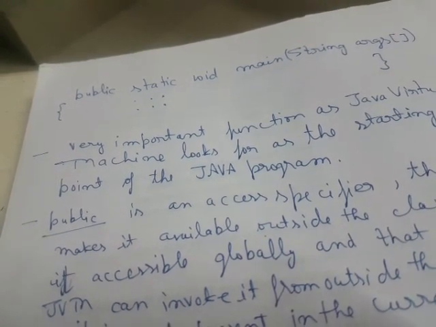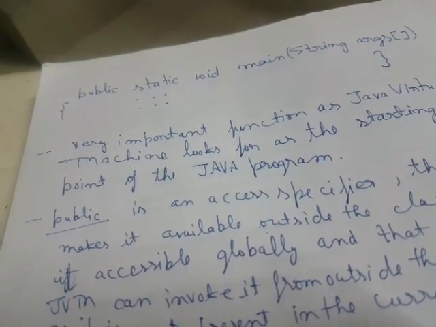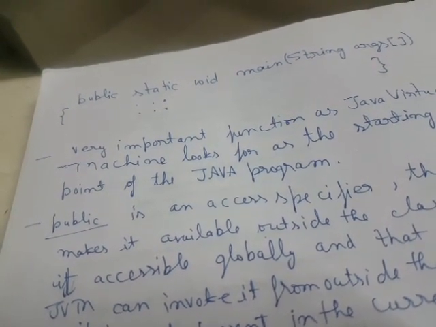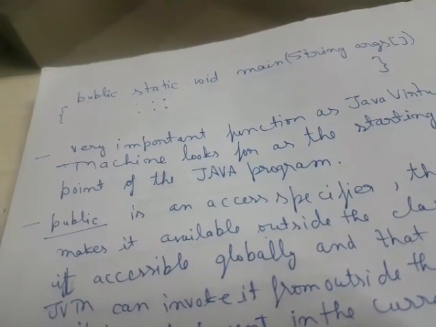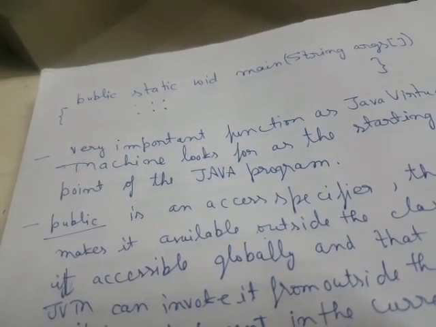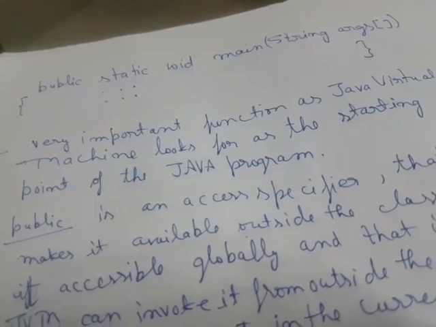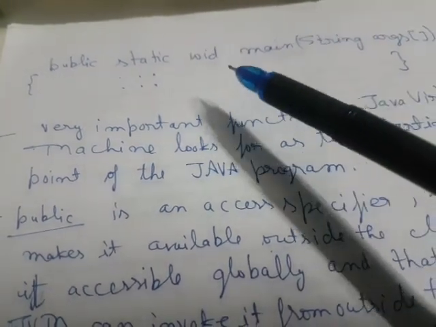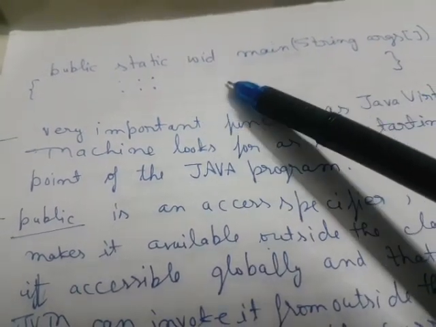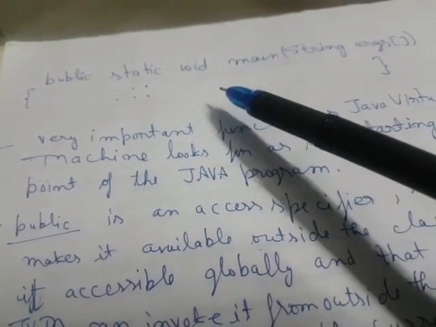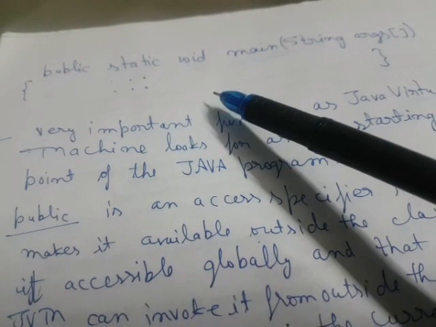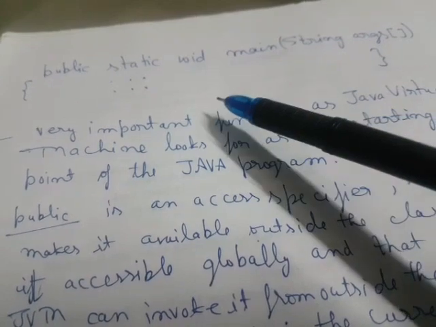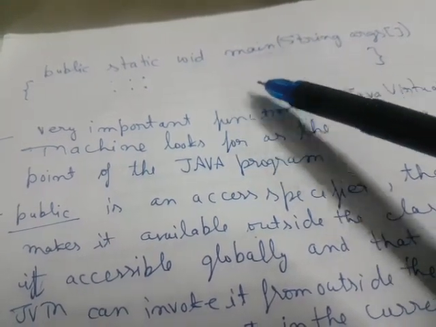Public static void main. Public simply makes it globally available, giving maximum accessibility because of the public access specifier. Static makes it associated with the class only, it becomes a class method. So when the JVM invokes it, it doesn't need to make an object of the class where it has been defined. Void means the function returns nothing, and it is required to be void because program execution begins with main, and when the curly brace of main is closed, the program is over. So there is no need of returning anything.